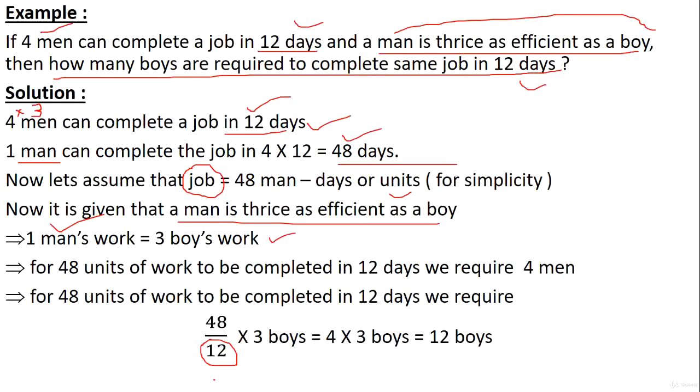That is, we can say that 48 by 12 into 3 boys is equal to 4 into 3 boys, that is equal to 12 boys. So the number of boys required to complete the same job in the same amount of time is 12.